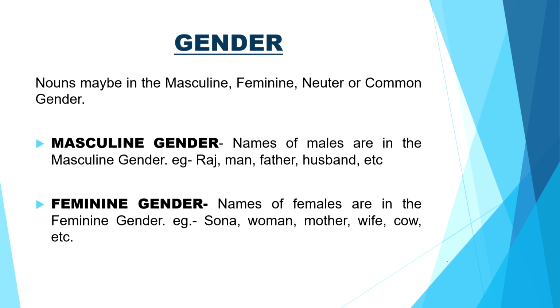Now, let us discuss gender. Nouns may be in the masculine, feminine, neuter or common gender. Now, masculine gender, names of males are in the masculine gender. For example, Ram, Raj, man, father, husband. So, they all belong to your masculine gender. Next comes feminine gender. Names of females are in the feminine gender. For example, Sona, Kriti, woman, mother, wife, cow, etc. So, these are all your feminine gender.